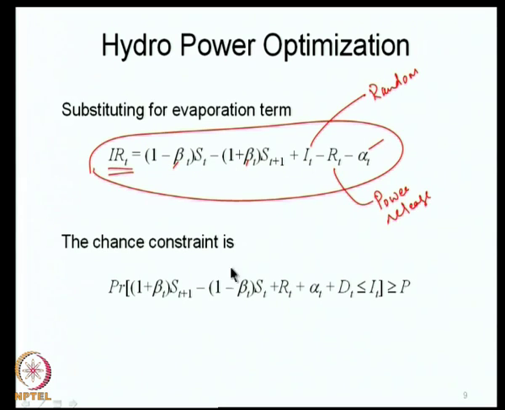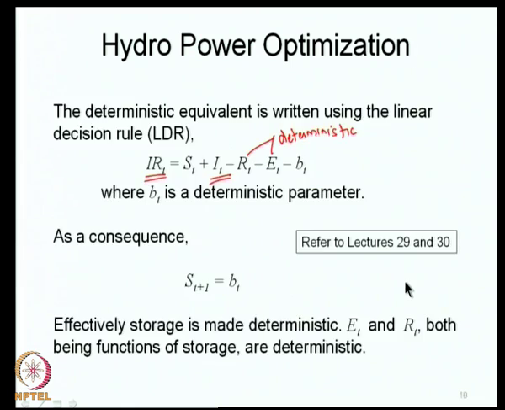All right. Now, you look at this, this is the chance constraint: probability of (1 + beta_t) S_t plus (1 minus (1 minus beta_t)) S_t plus R_t plus alpha_t plus d_t less than or equal to I_t, greater than or equal to p. p is the probability level, d_t is a known sequence, R_t is deterministic, S_t is deterministic, and therefore the left hand side of this constraint is fully deterministic, and the only random variable is on the right hand side, I_t. The probability distribution of I_t is known, and this value is pre-specified. For this, now we write the deterministic equivalent.